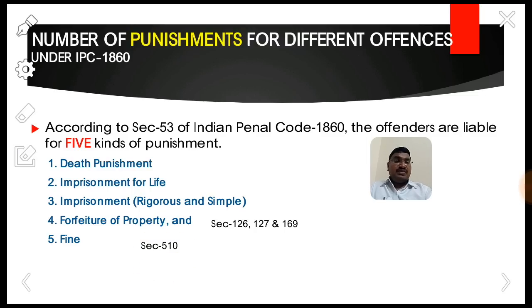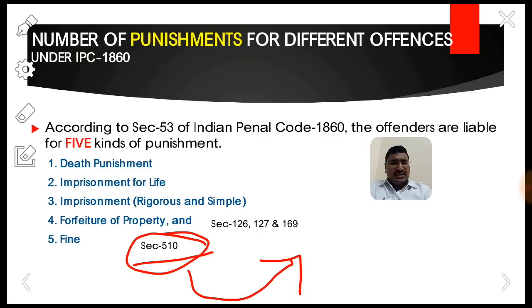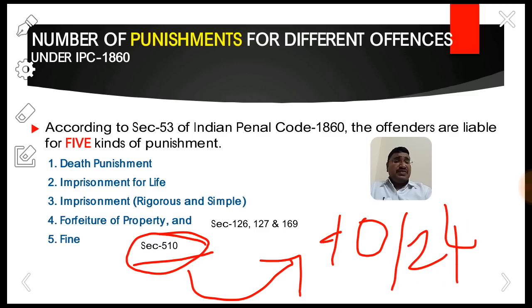If a drunken person misbehaves with the public, it becomes an offence under section 510. The punishment for this offence is just a 10 rupees fine or 24 hours of imprisonment. The least punishment is imposed for section 510.